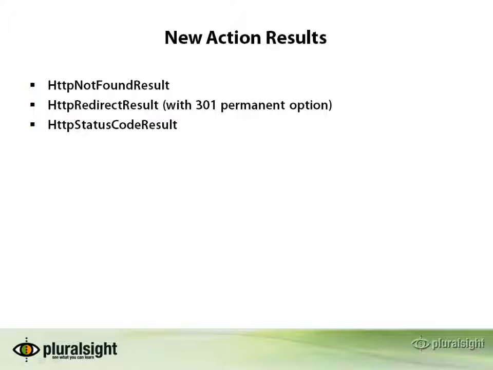MVC3 includes some new action results that you can take advantage of. This includes an HTTP not found result, which is essentially to return a 404. A new type of redirect result that will result in an HTTP 301 permanent redirect, and an HTTP status code result. You can use the status code result to return a specific HTTP status code from the HTTP specification. Let's take a look at these in Visual Studio.